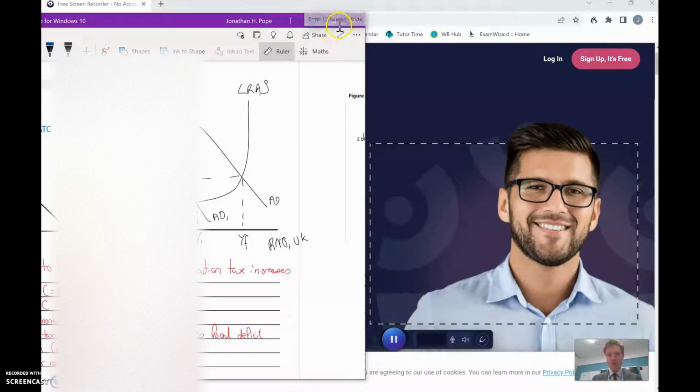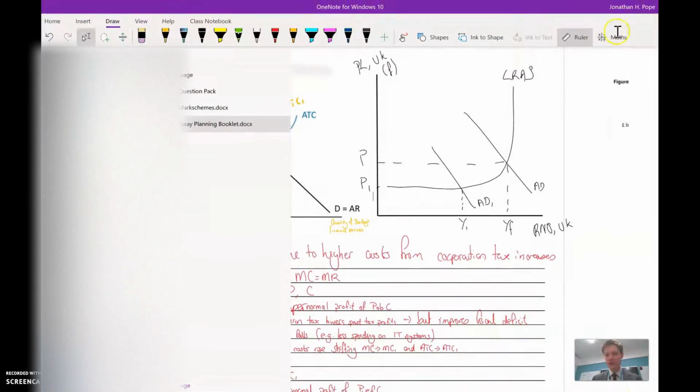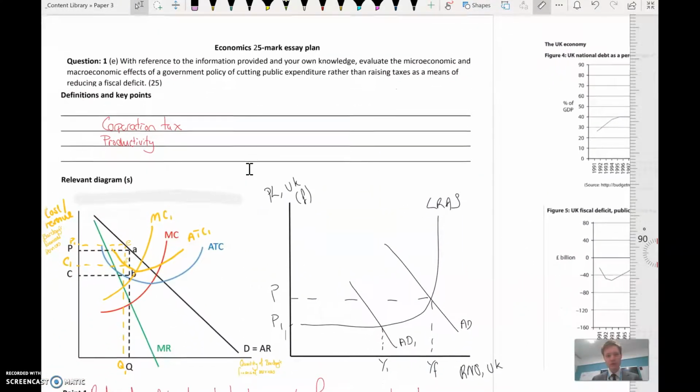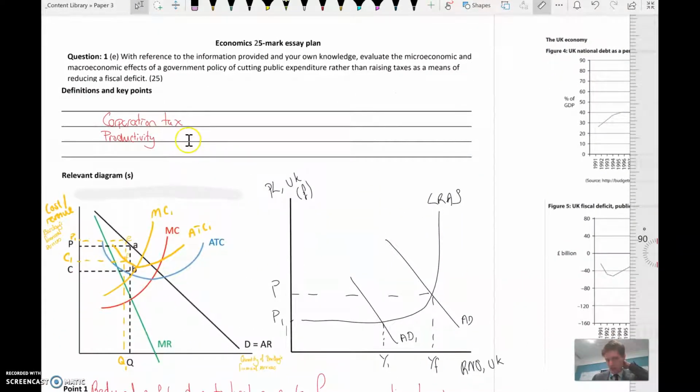Hello, today we're going to be looking at the paper 3 essay in your booklets. It's on number 1E. It's quite a difficult question. Cutting public expenditure rather than raising taxes as a means of reducing a fiscal deficit. There's just so many concepts all in there that you're going to have to really focus the answer to your question here.